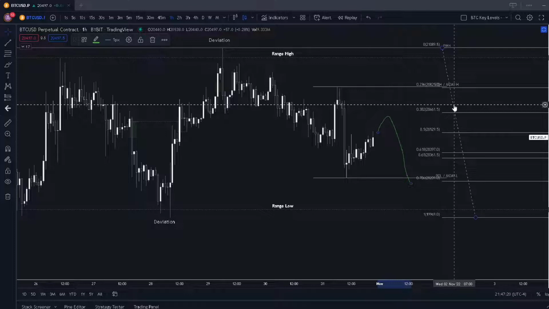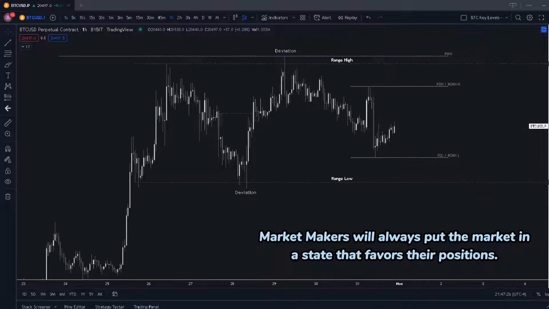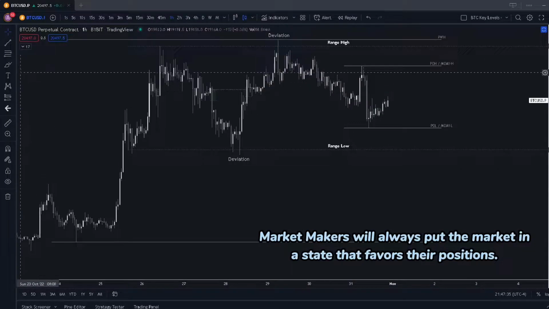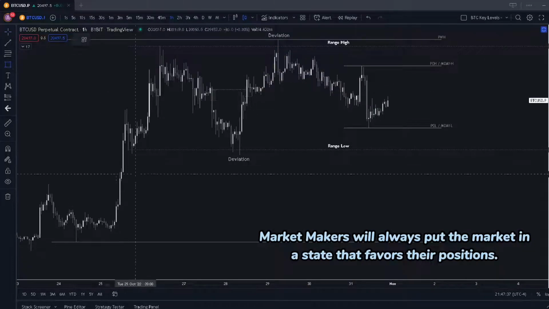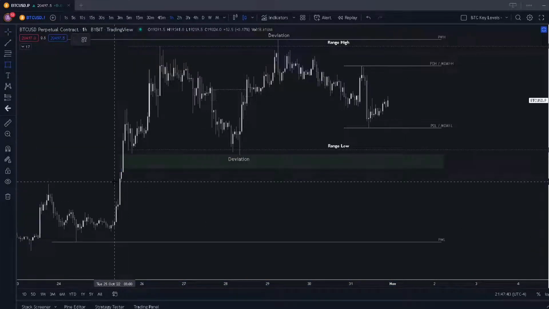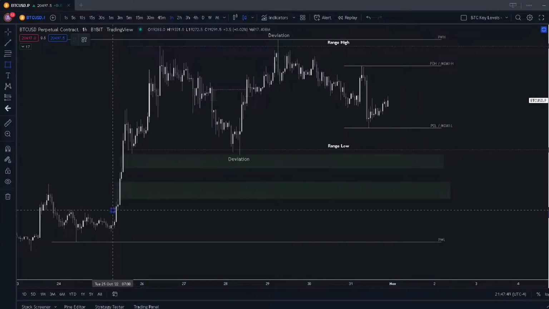This is because the markets really want to be in equilibrium. This makes liquidity grabs a lot easier and more predictable for market makers. So where would Bitcoin go next? Something to note that you can see right here is that we actually have a lot of fair value gaps, and this is on the 1 hourly chart. We have another one right here, and we got another one right here.